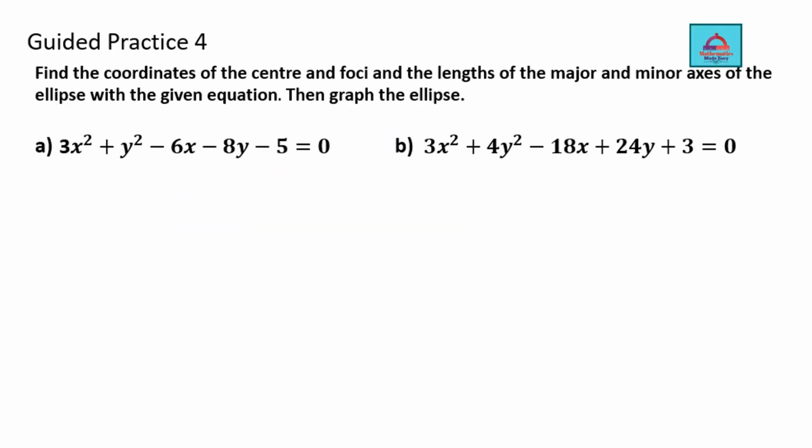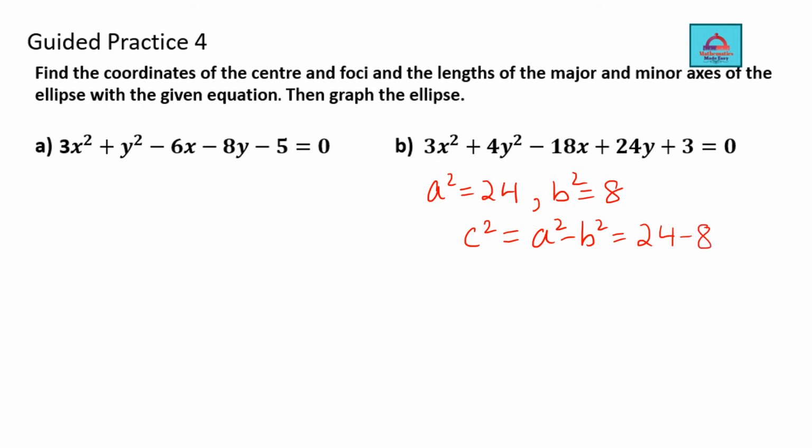Okay, so if we use the formula sheet, we know a square is 24 from the previous slide, and b square is 8. So you should be able to find your c square, which is a square minus b square. So 24 minus 8, which is 16. So your c square is 16, which implies your c is plus minus 4.